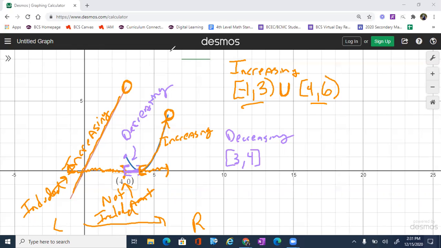And then what we're going to do is go up to this section here in the green. And what you should notice about that green section is it is laying flat. It is not increasing nor decreasing. So what we are going to do is we're going to call this constant. So that is a constant section. And it is constant between here and there.